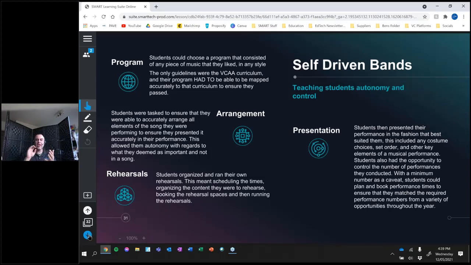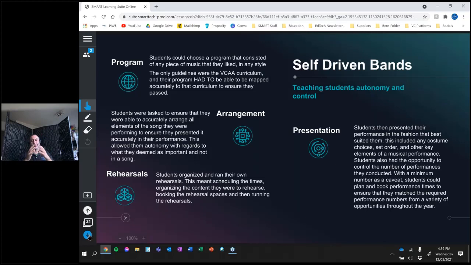Even their rehearsals, they ran their rehearsals, they organized when they were going to be run, and they arranged to make sure that everybody who needed to be at the rehearsal was there at the time they needed to be. And then finally, I got them to present their music in a variety of different spaces. So the music tour was one of them.